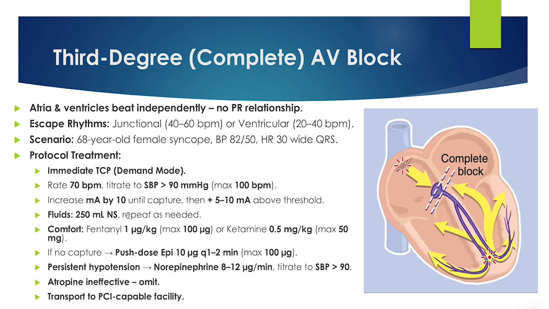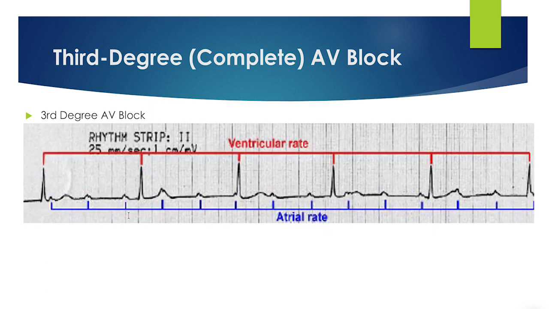We wanna start pacing right away, and we're gonna be talking more in another slide about the mechanics of pacing and what we need to do. But you're gonna do pacing, you're gonna do a trial of some IV fluids, get an IV, and then augment your therapy as we talked about before, and definitely transfer to a PCI capable facility. So, kind of an example of a third degree AV block.